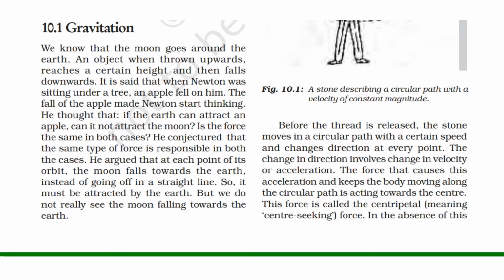He thought that if the earth can attract an apple, can it not attract the moon? Is the force the same in both cases? He conjectured that the same type of force is responsible in both the cases. He argued that at each point of its orbit, the moon falls towards the earth instead of going off in a straight line. So, it must be attracted by the earth. But we do not really see the moon falling towards the earth.